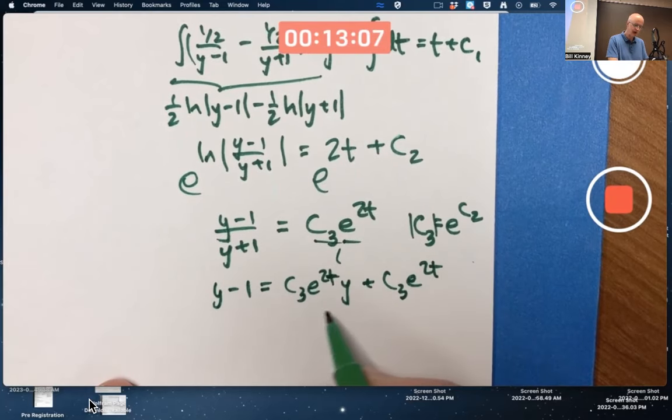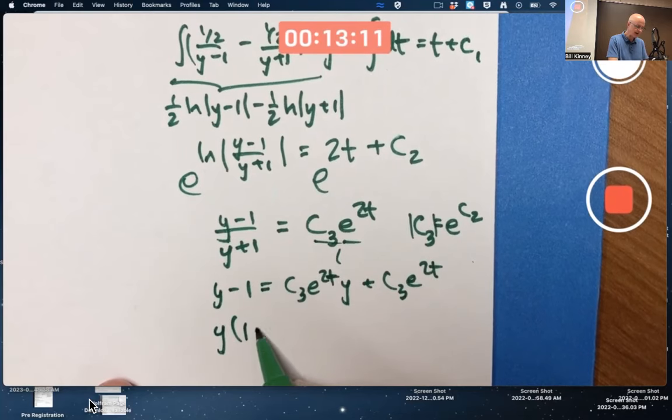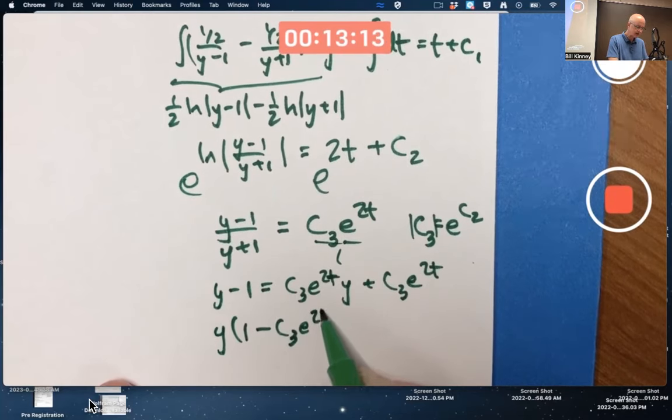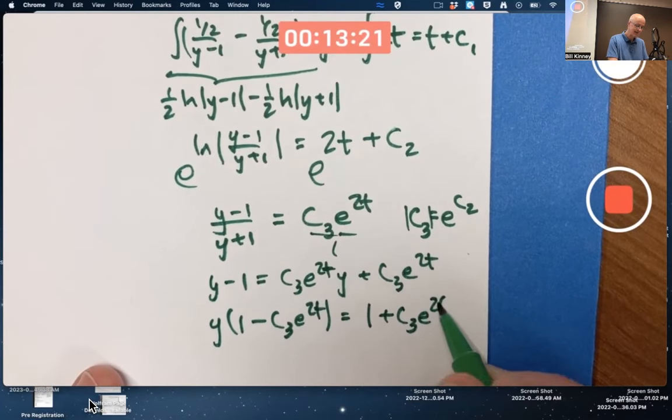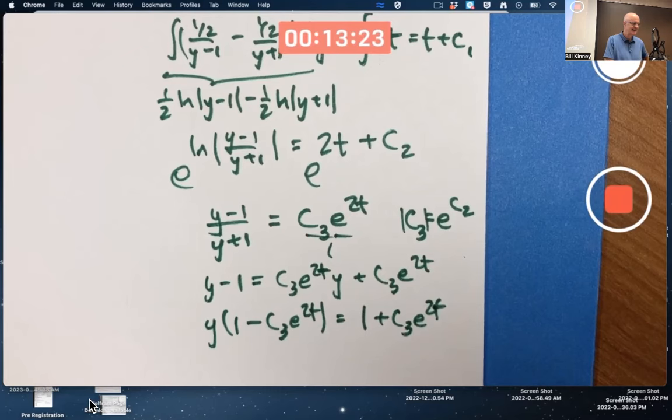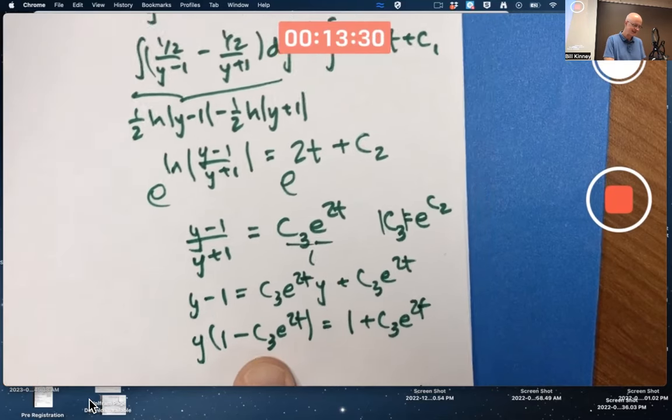Isolate y, so now subtract that from both sides, add 1 to both sides. I'll also factor out a y after subtraction. Hopefully I haven't made a mistake. Now just divide both sides by this.